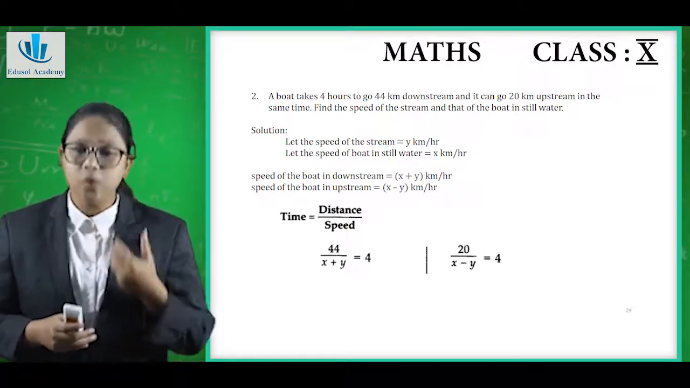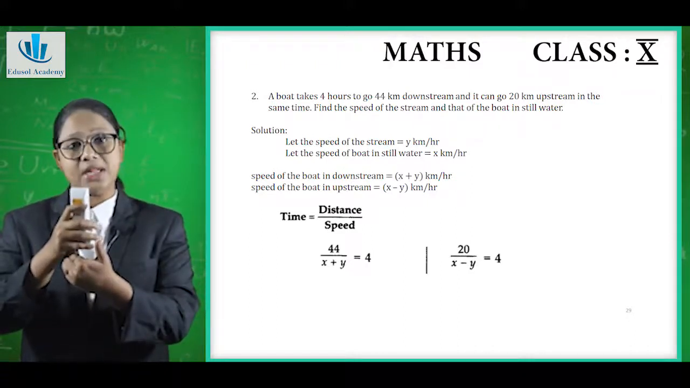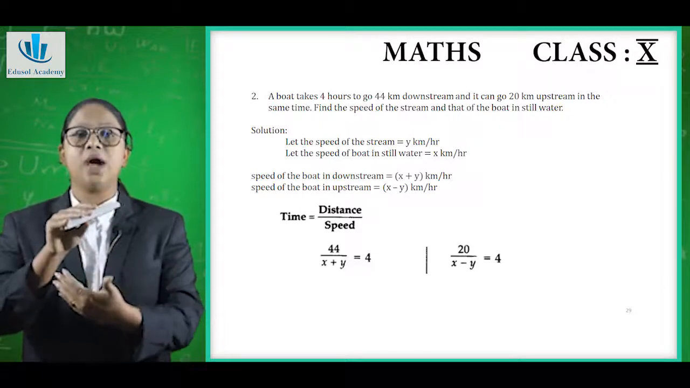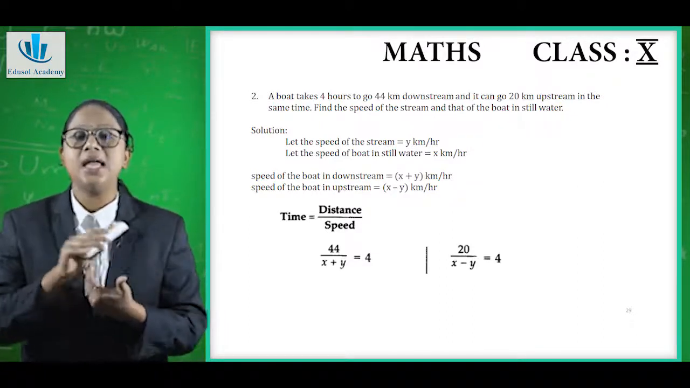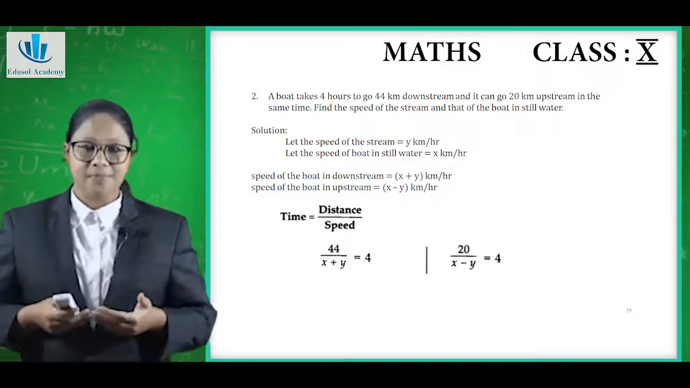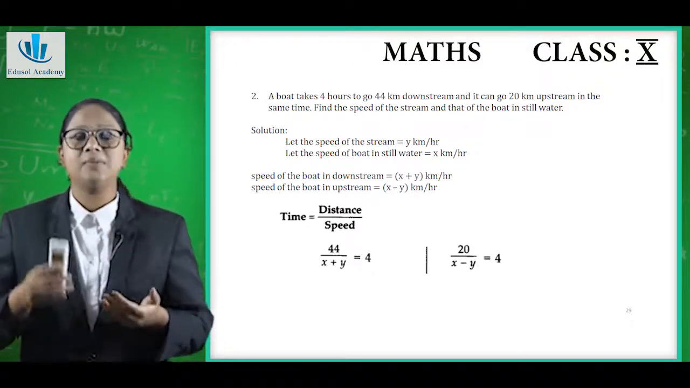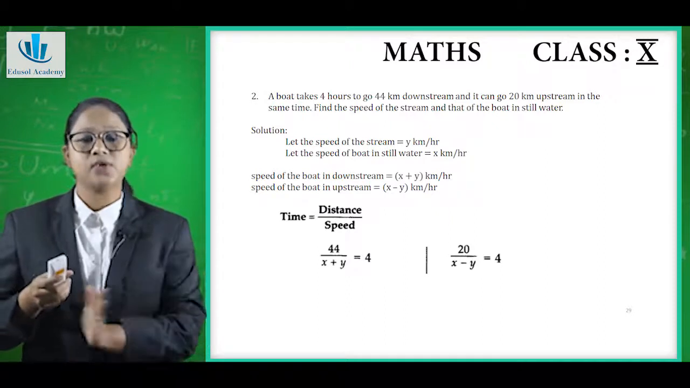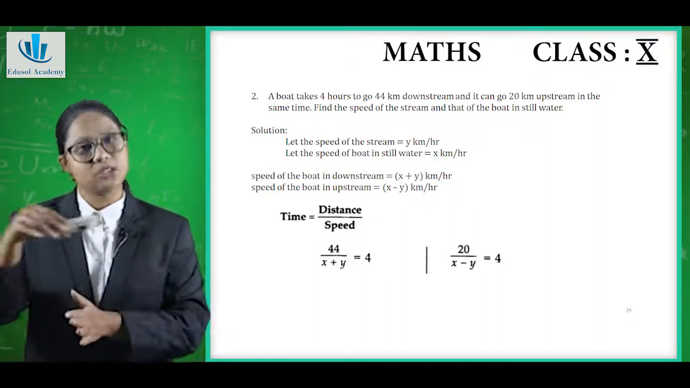Now in case of downstream, both the boat and the water current will be in the same direction. So this is x and this is y. They both will be traveling in the same direction. And in case of same direction, the speeds will get added up. But in case of upstream, if the current is in this direction, the boat will be opposite to that.